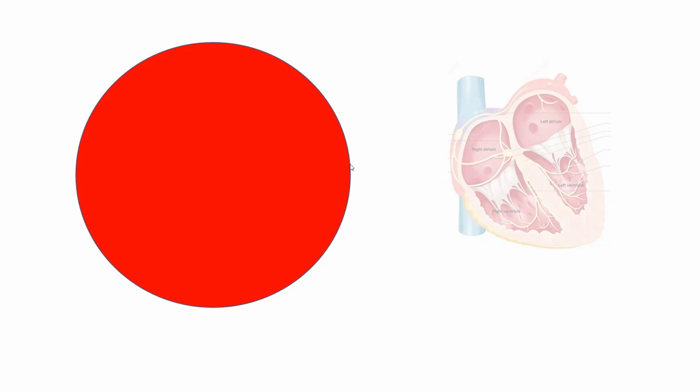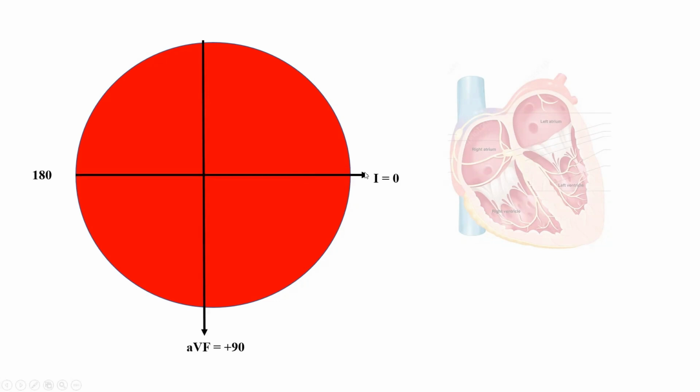First of all, we have 3 pairs of leads, of the limb leads. First is lead 1, which is at 0 degrees. This is lead 1 here. And we have AVF, which is at 90 degrees. So 0 degrees, 90 degrees. If we want to write it here, lead 1 will be like this, and AVF will be like this. So AVF is at 90 degrees. Just remember.